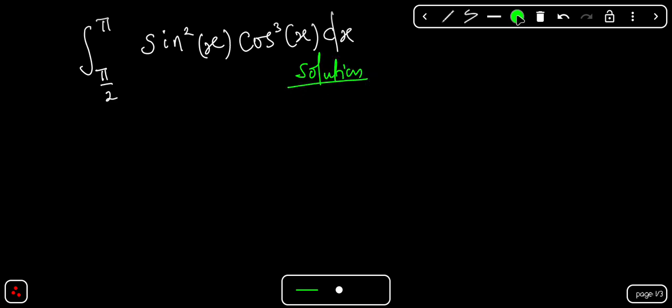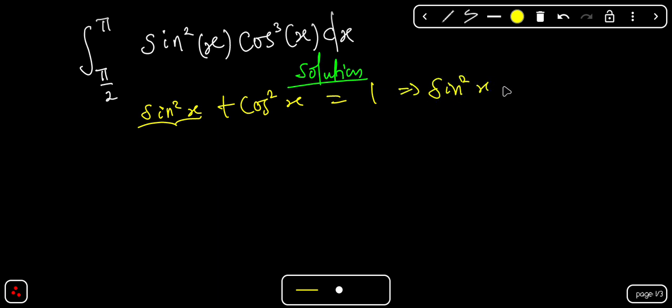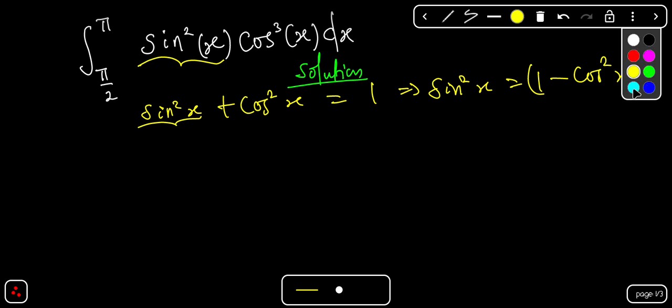So from our trigonometric identity, sin²x plus cos²x will give us 1. So I can decide to make sin²x the subject of the formula here. So we are going to have sin²x is equal to 1 minus cos²x. Okay, so instead of writing sin²x, we can just write 1 minus cos²x all together. Alright, so let's do that.